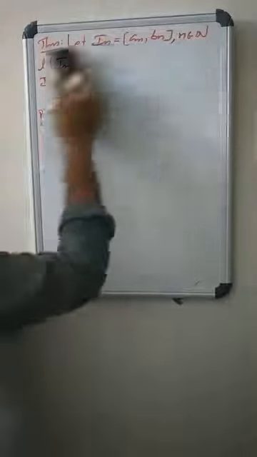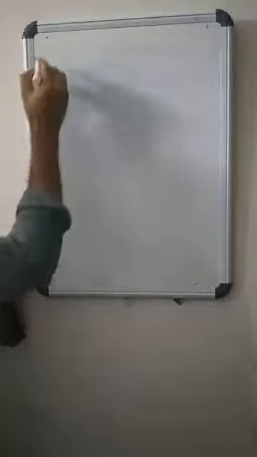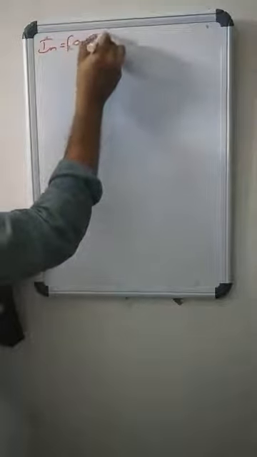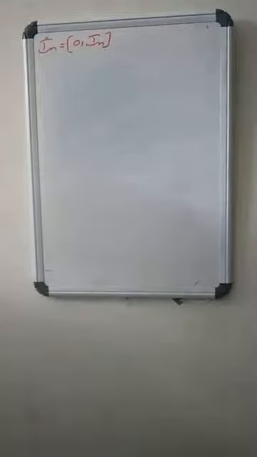Now, by using these arguments, let I_n equal the closed interval [0, 1/n]. Then we prove that the intersection of I_n, where n ranges from 1 to infinity, equals the singleton set {0}. How to prove this, using the Archimedean property?